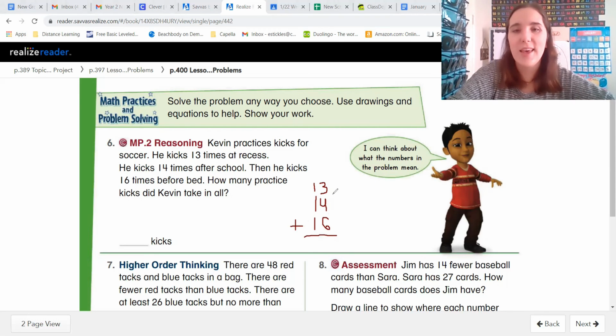So let's do it. 3 ones plus 4 ones equals 7, plus 6 more would be 13. So 3 ones, and regrouping my 1 ten, and then I have 1, 2, 3, 4 tens. So in all, he did 43 practice kicks. Ta-da! Good job today, ladies and gents.